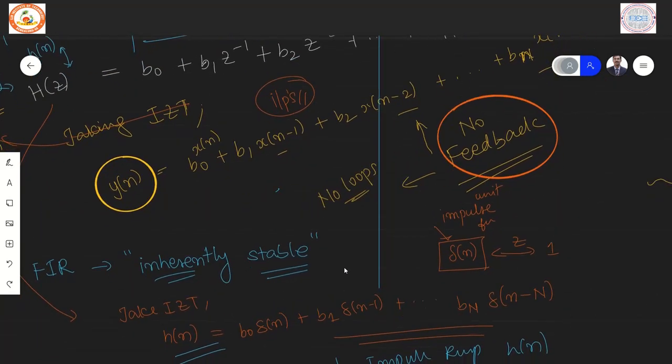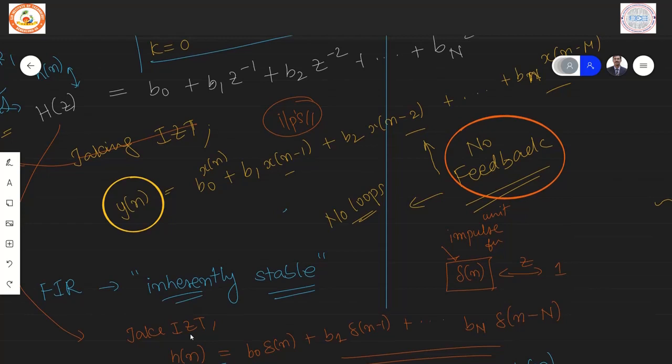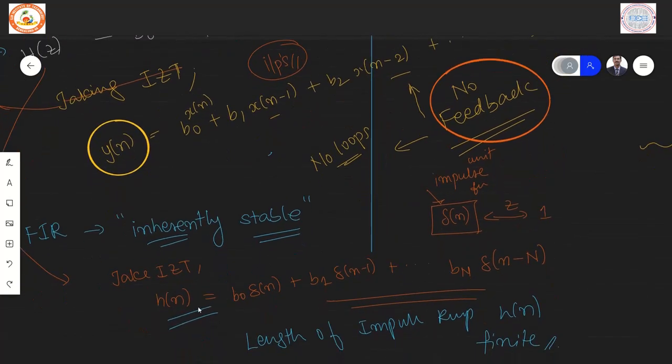Now coming to the impulse response, when you take the inverse transform of the above equation here, we end up with the equation h of n is equal to b0 delta of n plus b1 delta of n minus 1 plus, till the last term, bn delta of n minus n. Now what we observe here is the coefficients are b0, b1 and so on, and most definitely we can say that the length of the impulse response is finite. Hence it is called a finite impulse response filter. It is FIR.